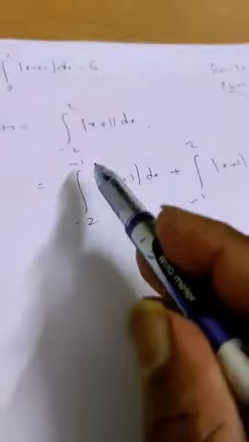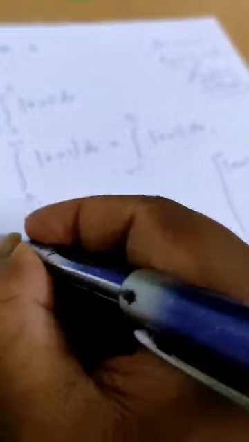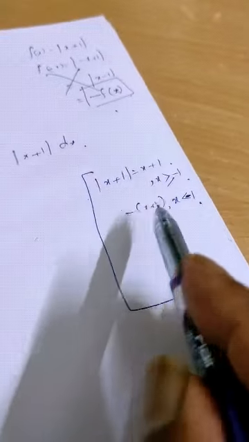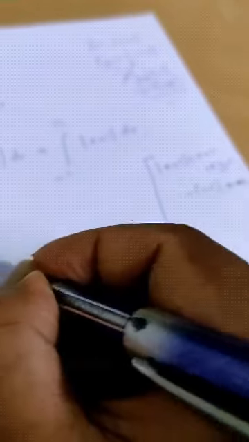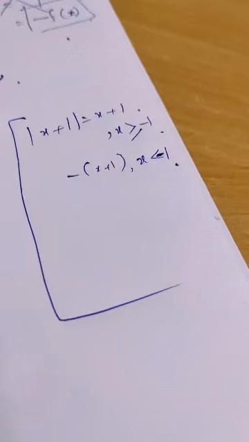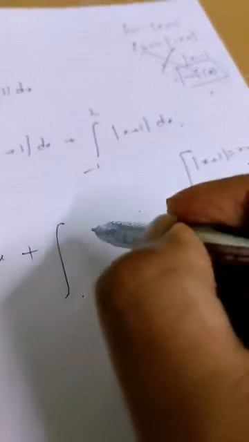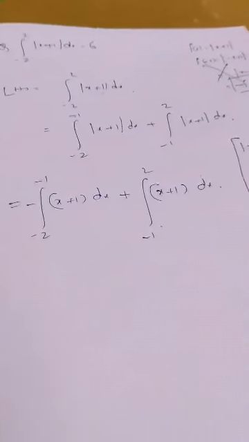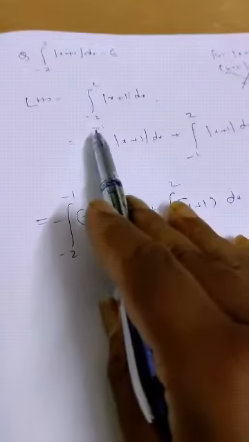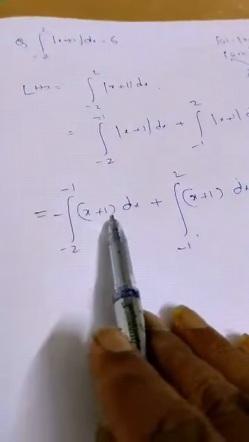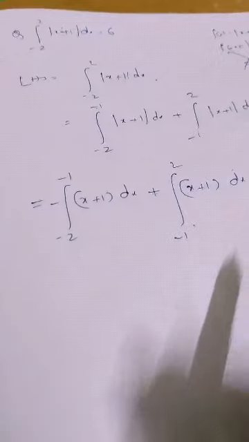So here you see, in the case of x less than minus 1, for the interval minus 2 to minus 1, we can write minus of x plus 1 dx. And when x is greater than minus 1, we can write x plus 1 dx, from minus 1 to 2. Do you get my point? If x is less than minus 1, mod of x plus 1 will be minus of x plus 1; if greater than minus 1, it will be x plus 1.